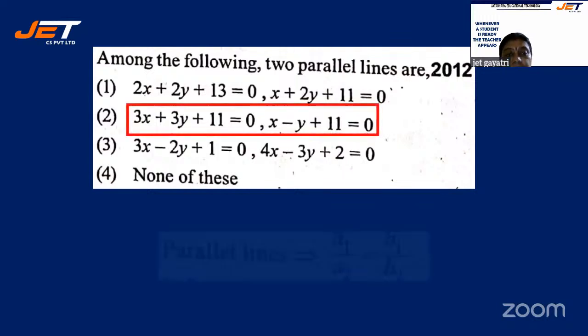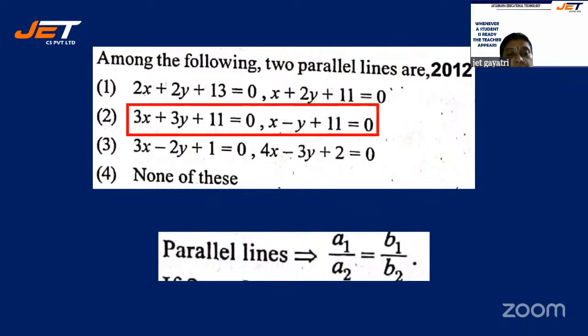Let's see the answer. It is option 2. 3x plus 3y plus 11 is equal to 0, and x minus y plus 11 is equal to 0. How do we say this? Because a1 by a2 is equal to b1 by b2. What is a1? 3. Right? What is a2? 1. So 3 by 1 is 3, which is equal to b1 by b2. What is b1? 3. What is b2? It is minus 1. Isn't it? So a1 by a2 is equal to b1 by b2.